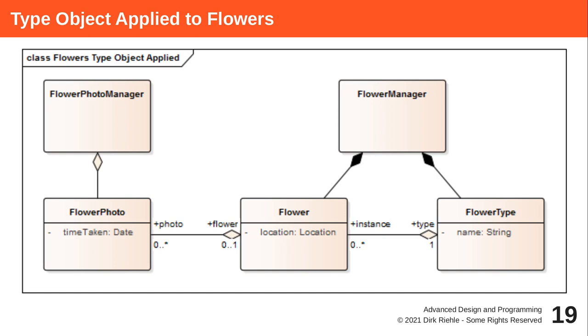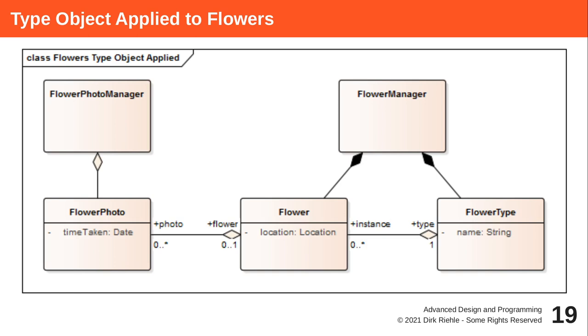When we apply it to flowers, it would look like this. We still have our flower photo class on the left. And now we introduce the flower class. So the photo of a flower is separate from the actual flower, because the flower photo could be taken on a particular date and there could be multiple photos of essentially the same flower in my flower bed. Maybe I have my favorite tulip there and I always photograph that particular tulip. And so I separate out photo from flower.